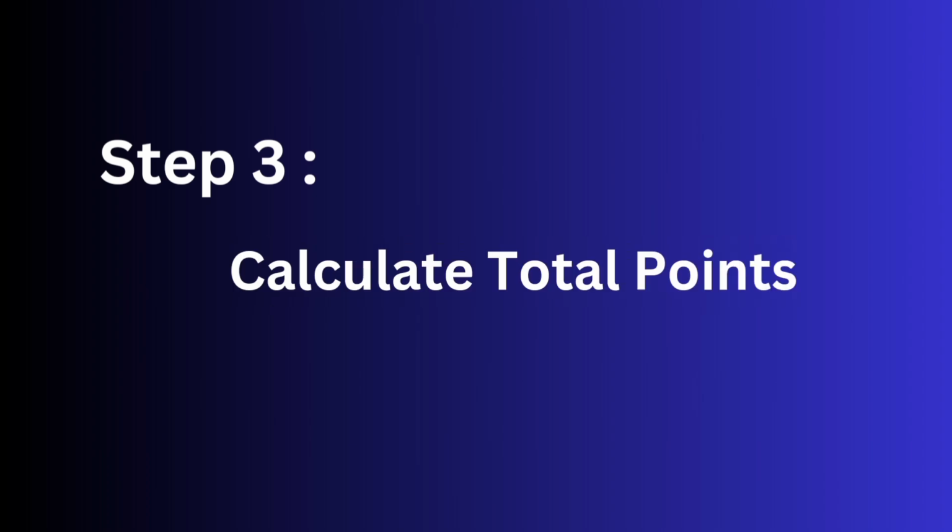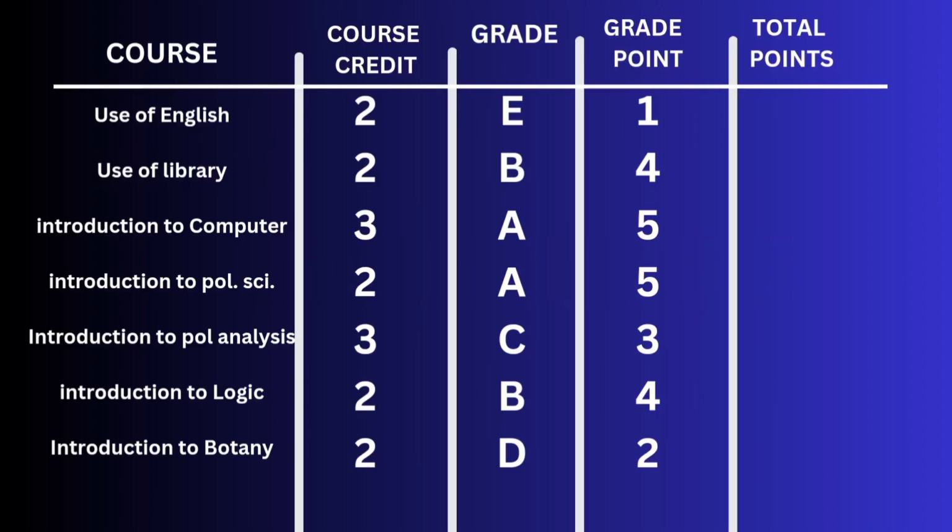We move over to the next step, which is step 3. Calculate total points. Back to our table, we'll add a new column known as the total points. For us to get our total points, it's quite simple. What we'll do is multiply the grade of each course by its credit units to get our total points. For example, the first course has 2 as its credit units and 1 as its grade points. So we multiply 2 by 1, which gives us 2.